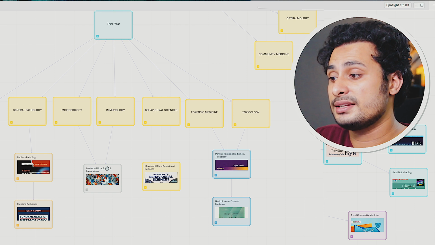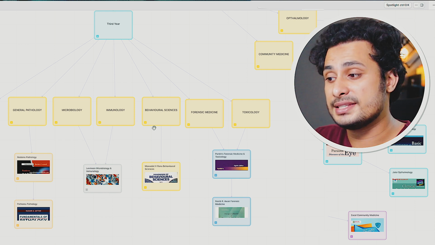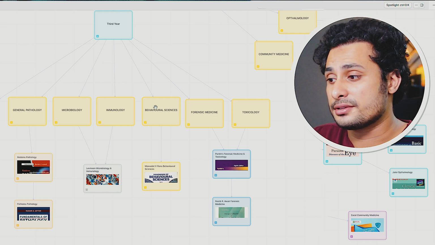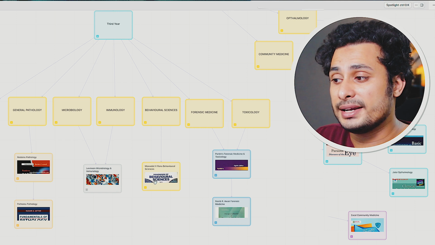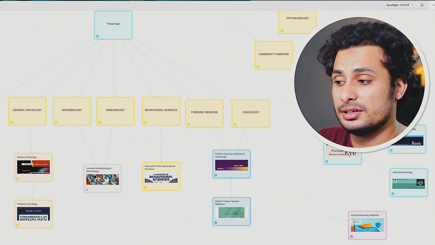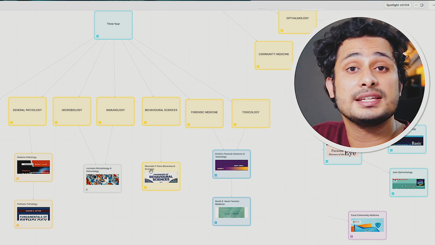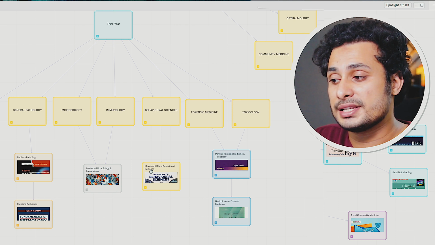For forensic medicine and toxicology, the gold standard or recommended book is Parikh's Forensic Medicine and Toxicology. So most of the students study forensic medicine and toxicology from Parikh, and the most popular review resource for forensic medicine and toxicology is Naseer Awan Forensic Medicine. So either you choose Parikh Forensic Medicine or you choose Naseer Awan.